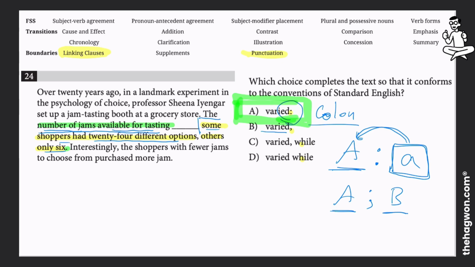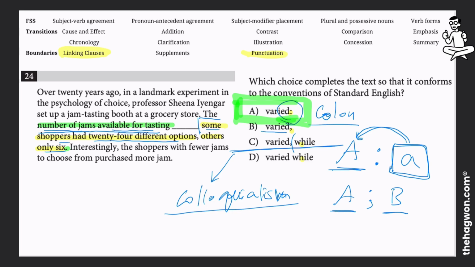Now, the other possible choice that students may be tempted to choose is something like choice C, because this is what we call a colloquial answer. When you read it with choice C, it sounds very tempting. So the number of jams available for tasting varied, while some shoppers had 24 different options, others only 6.